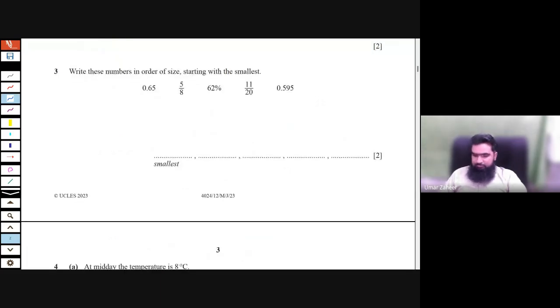All right, now here we have to write these in decimal form. You have to convert all of these values into decimal form, or you can convert all of them into percentages, so that is going to be easier as well. I'm going to convert all of them into percentages. So multiply by 100, multiply by 100, multiply by 100. This one is already in percentage. Multiply by 100, multiply by 100. It will be 65.